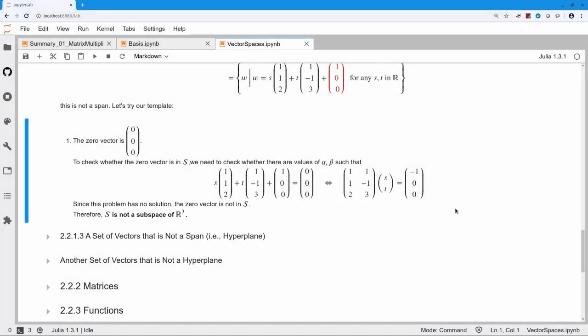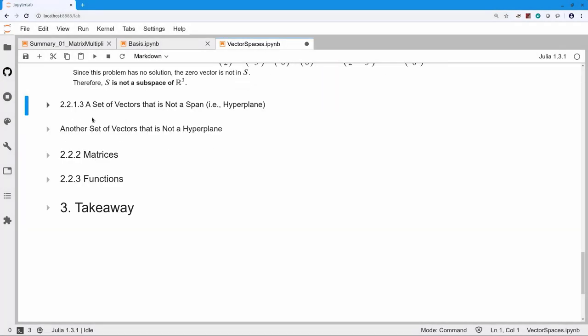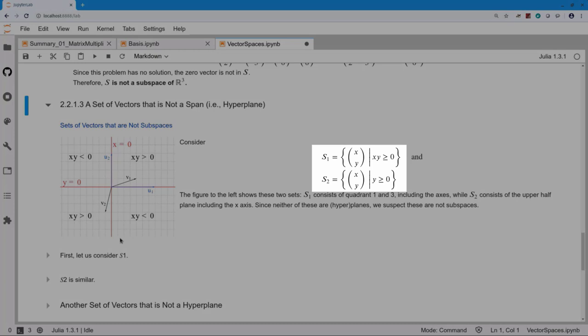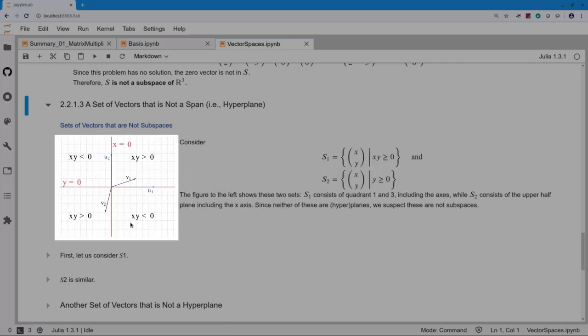For our next example, let's consider a set of vectors that is not a span, so something a little bit more involved. I'll do two examples at the same time since they have very similar figures. For my first example, S1 happens to be the set of vectors xy, so we're in R2, such that the entries x times y multiply out to a number that's greater or equal to 0. And for the second set, y has to be greater or equal to 0, so no negative y's allowed. And here is the xy plane.